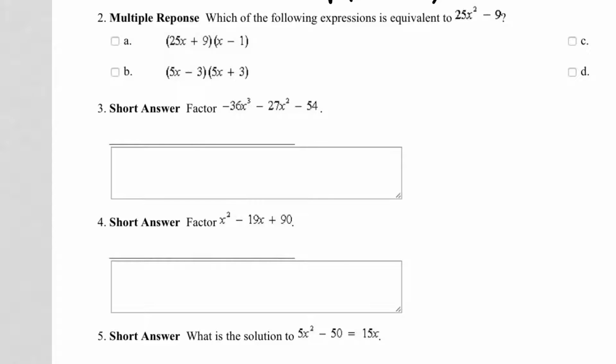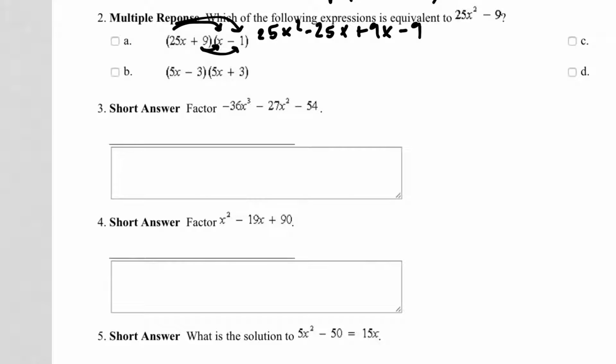Now A, if I distribute here using FOIL, I'm going to get 25x squared minus 25x, distribute the 9, plus 9x minus 9. So I do get 25x squared and I do get negative 9 right there, but the two inner parts, negative 25x and plus 9x, do not cancel out, okay, which means that that one is not correct. So forget about that one.